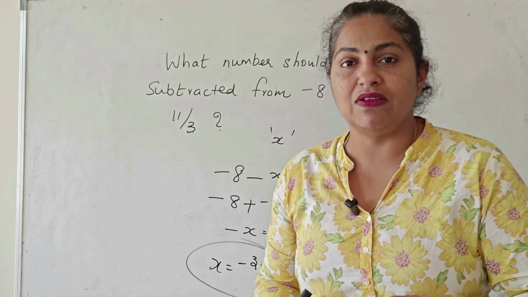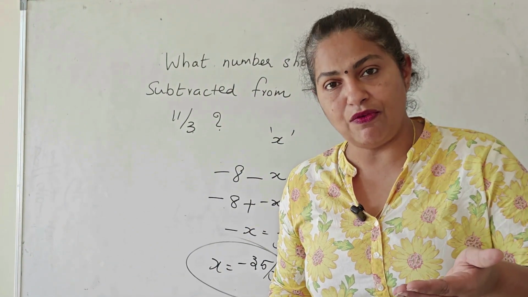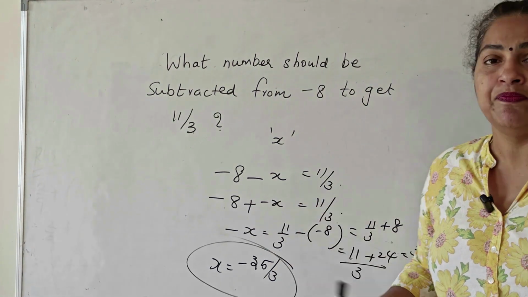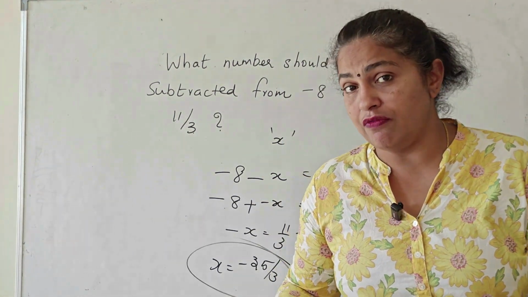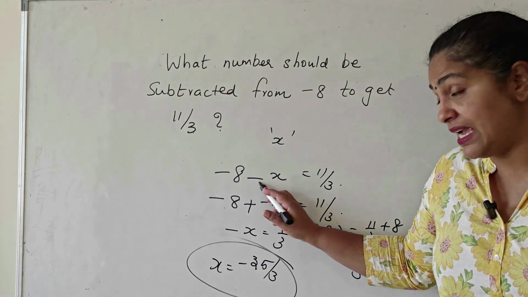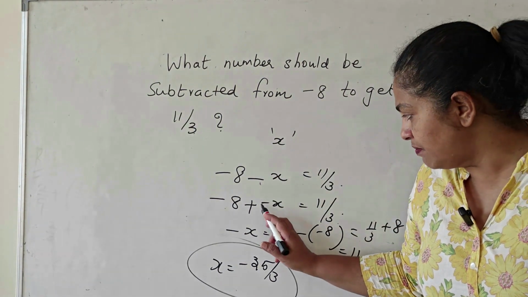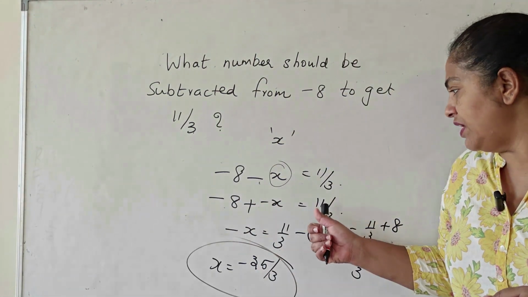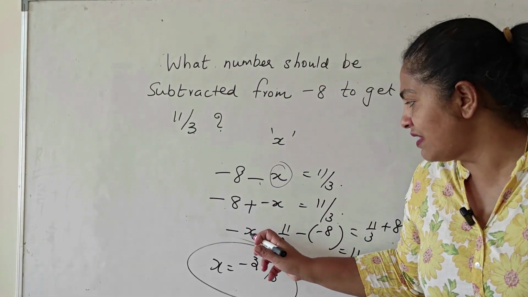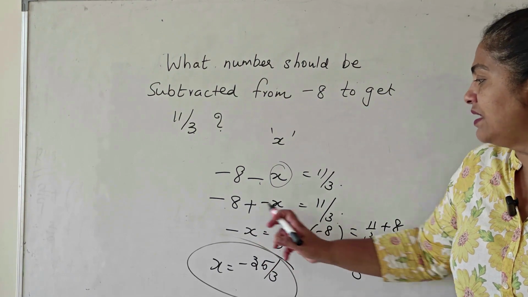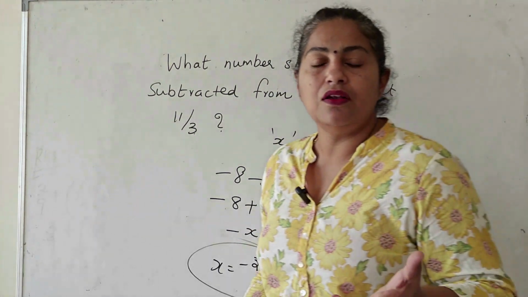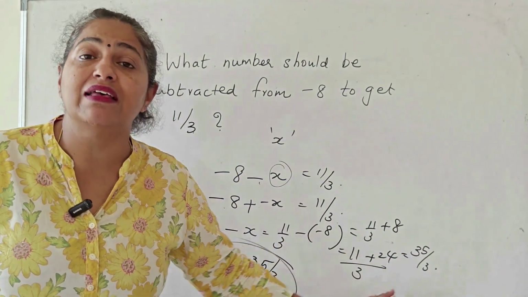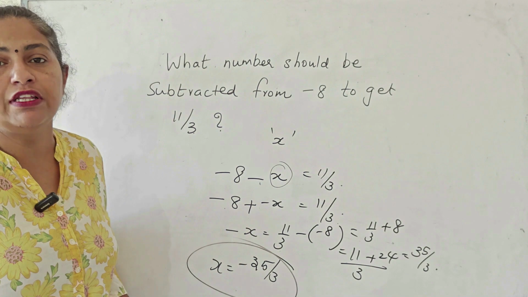I hope you are clear with this sum. We have taken the number that is to be found as x. That number was subtracted from minus 8 to get 11 by 3. So we got the equation. Now we need to solve it. Because there is a minus sign over here, I have put it as plus and taken the additive inverse of x. Fine. This is equal to 11 by 3. Now minus x is equal to 11 by 3 minus minus 8. So minus and minus will give you a plus. So finally we are getting 35 by 3 as a value of minus x. We need to find the value of x.